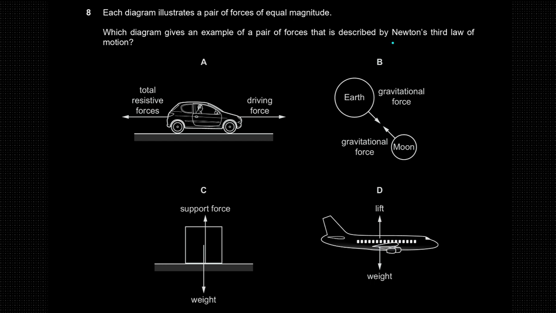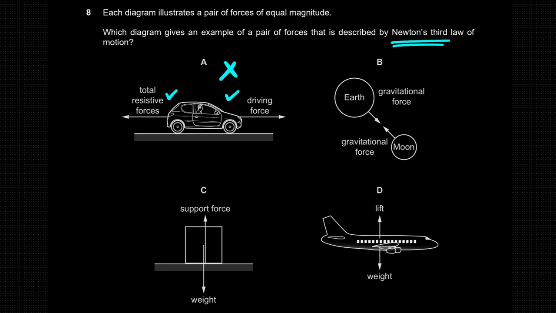So the third law we also just had a look at above. So equal forces in magnitude acting in opposite directions but acting on different bodies as well. If I look at the driving force and the resistive forces, they're acting on the same body, so it cannot be this.